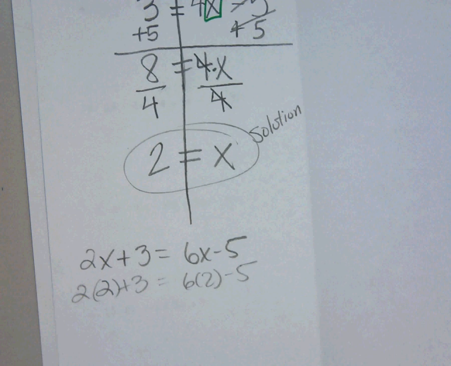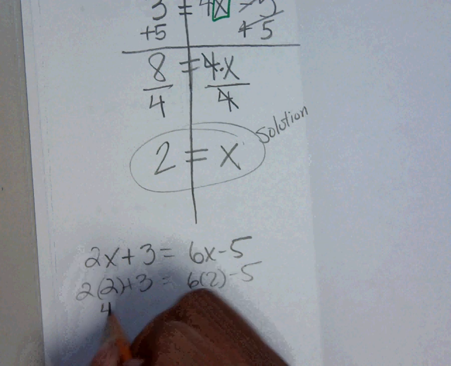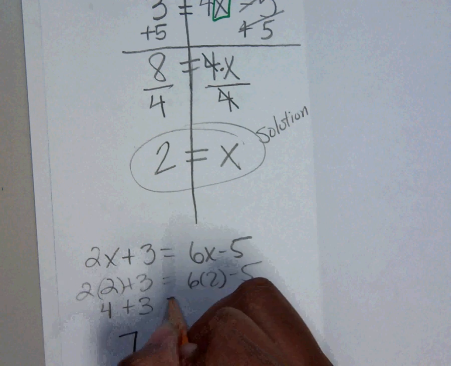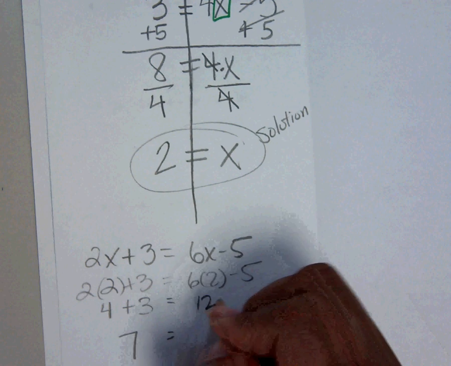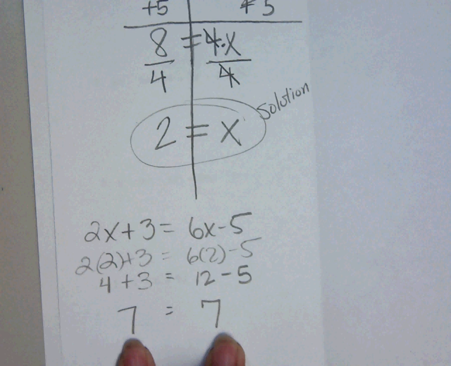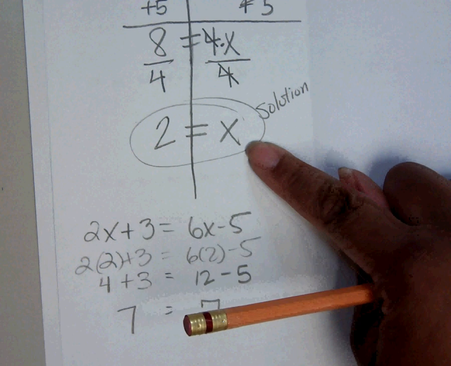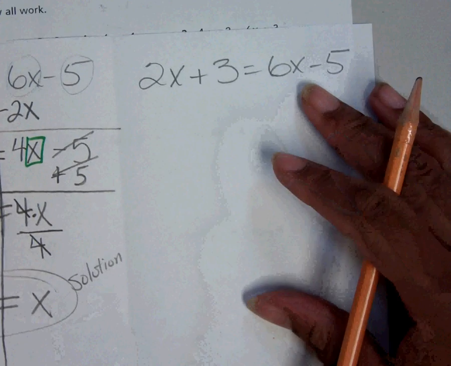So I'm not going to use the calculator this time. What is 2 times 2? It is 4. Plus 3, it is 7. What is 6 times 2? It is 12. Minus 5, it is 7. Because both sides give me the same number, this is the answer to this problem. Let's do this over here.